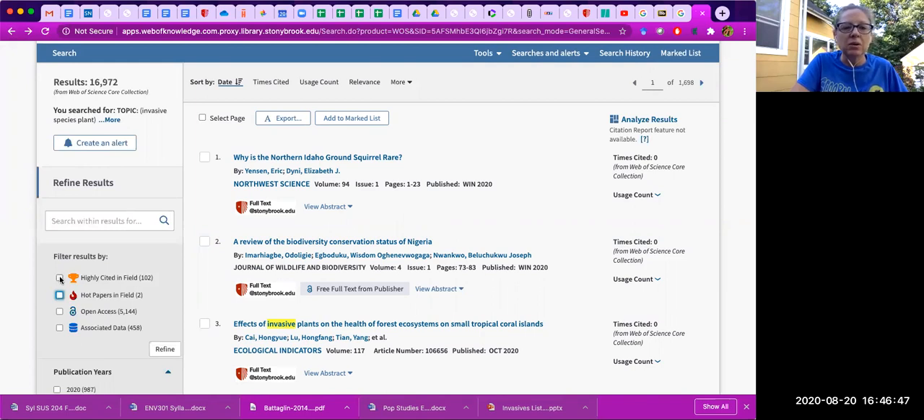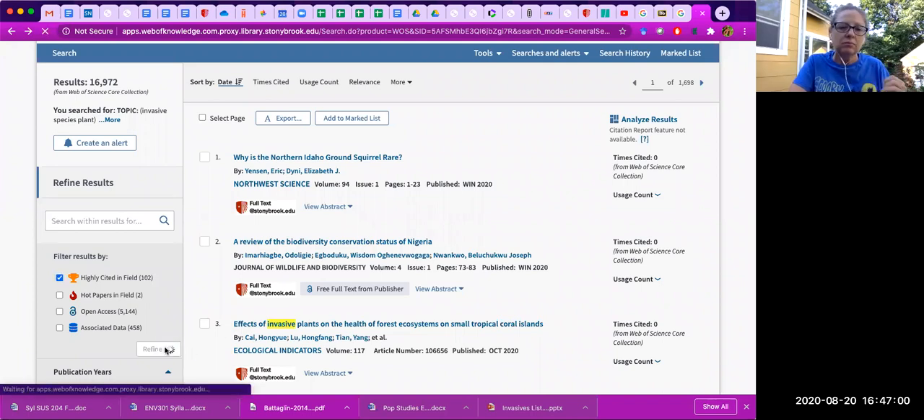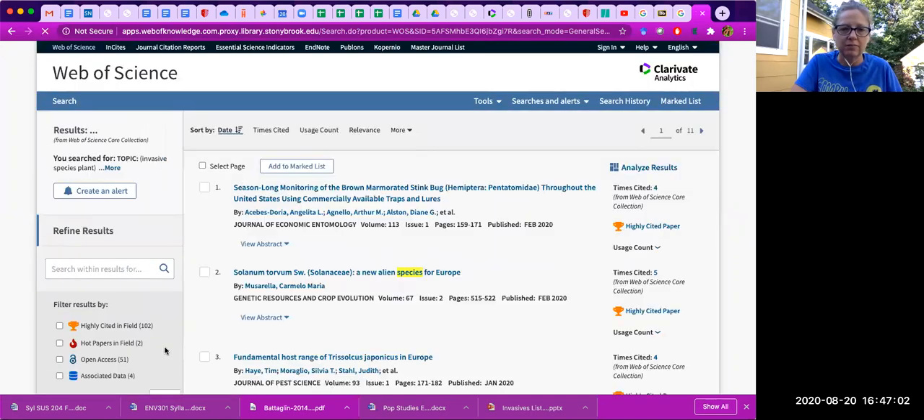Okay, so what we're gonna do is we're gonna go to highly cited in the field, because that's gonna give us 102 papers about invasive plant species. 102 papers is fine, and we're gonna click refine. And it's gonna give us better feedback.